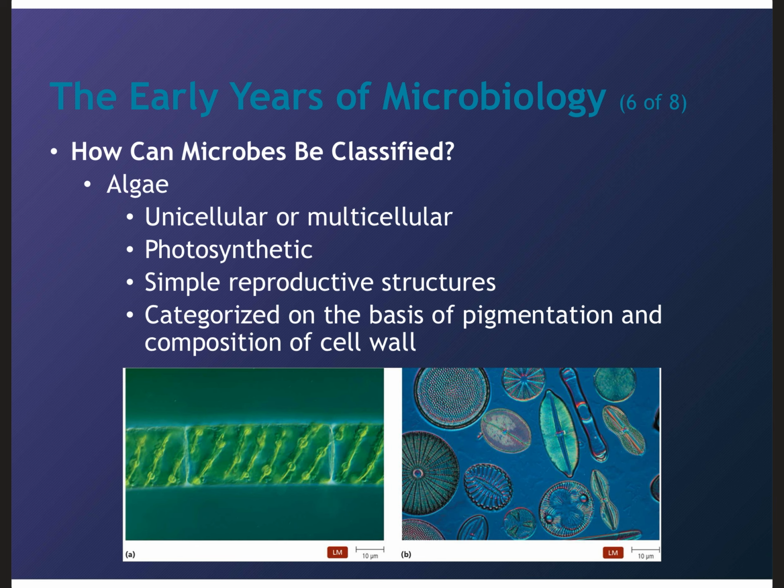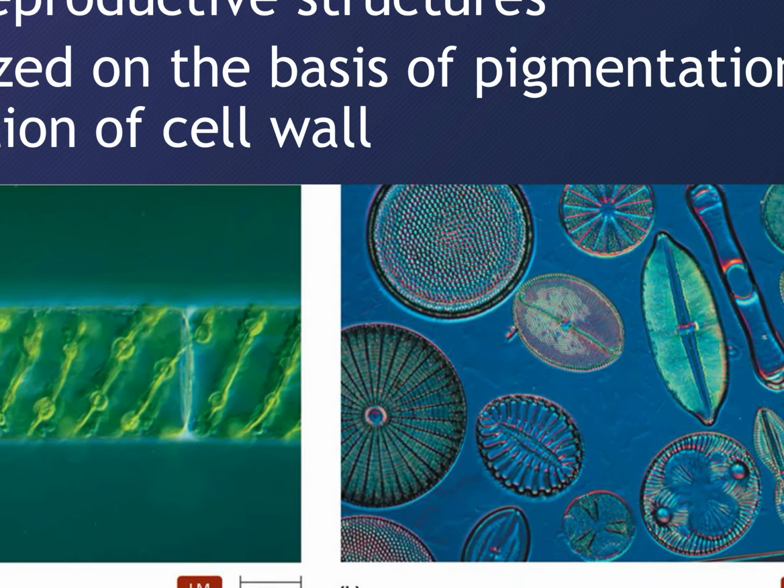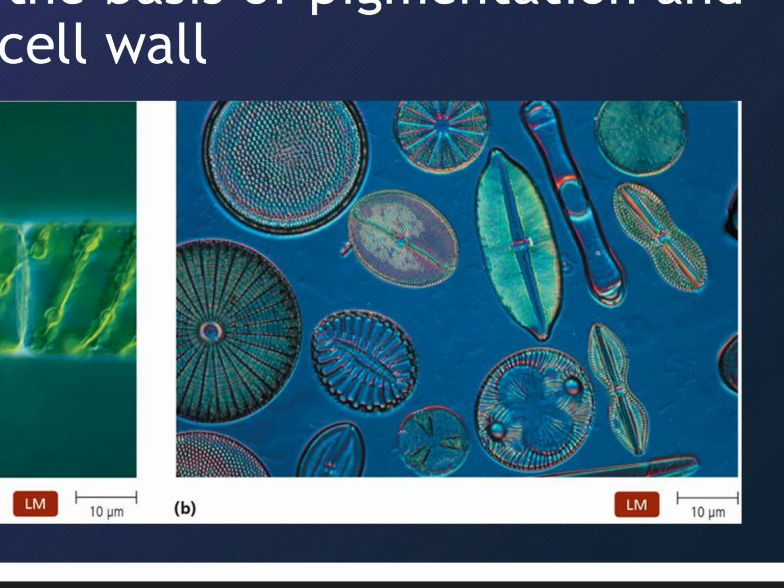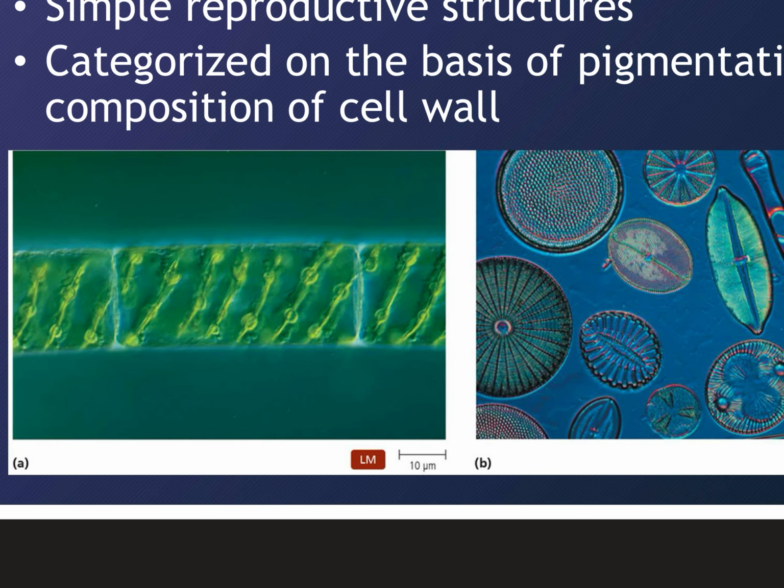So next we move on to algae. These can either be unicellular or multicellular. They are photosynthetic. They can make their own food, right? They have very simple reproductive structures, and generally they go asexually. But there are some ways to get genetic diversity into that. They are generally categorized on the basis of pigmentation and composition of cell wall. I love looking at these because they're gorgeous, right? These are some of the cooler slides you get to look at in biology. They're a lot of fun to look at.